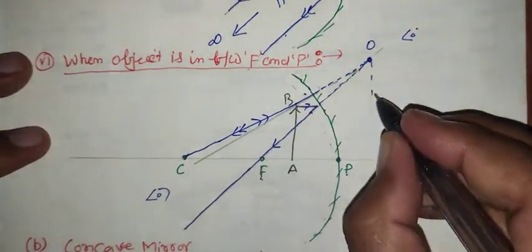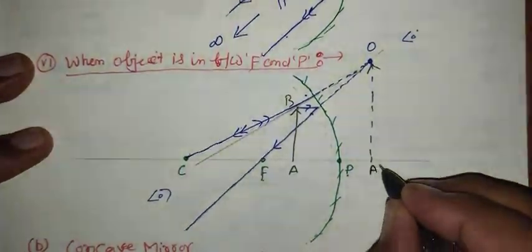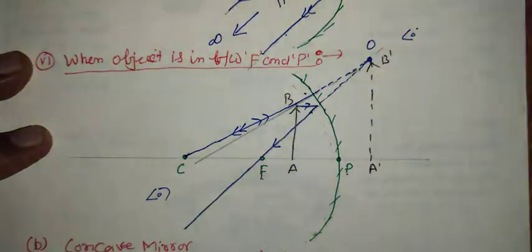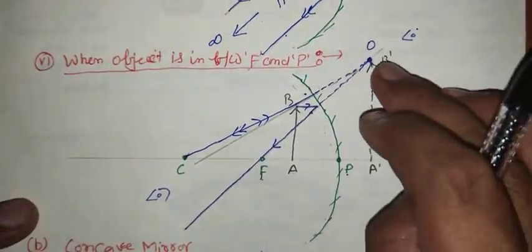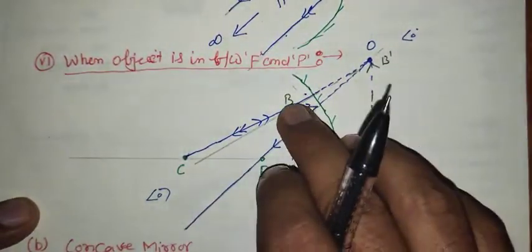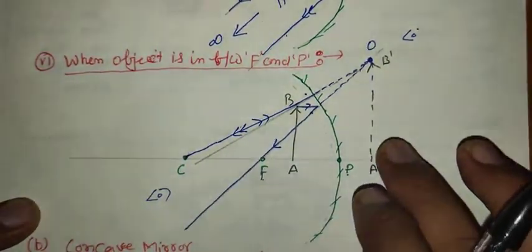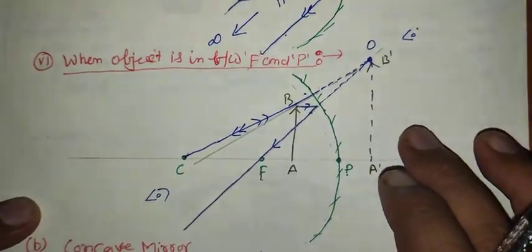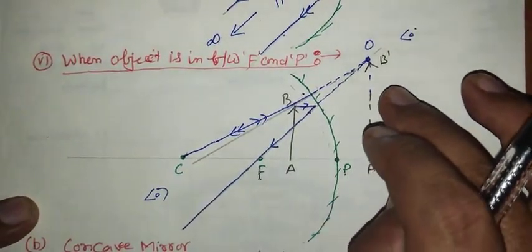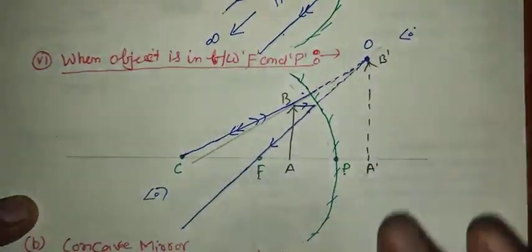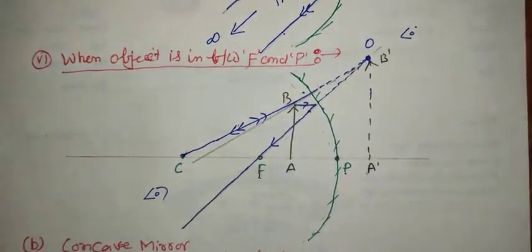So see, the virtual image is formed here, A dash, B dash. In the concave mirror, the virtual image is erect, as B and B dash are both on the upside. So it is called an erect image. And why is it called a virtual image? Because it is not made by actual rays meeting, but it seems to come from point O. That is why it is called an erect and virtual image.